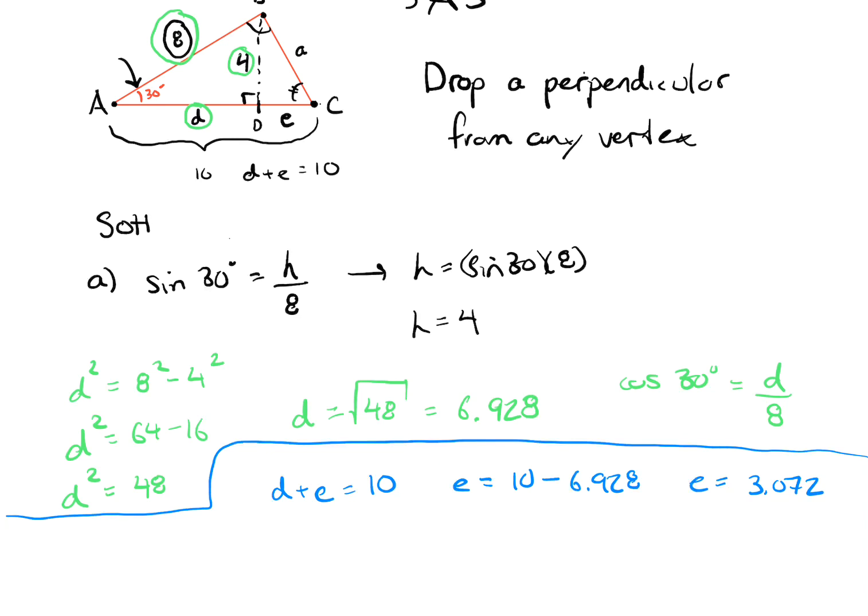If you look at it in blue, you now know this and you know this. So you can solve for A using the Pythagorean Theorem because A squared is equal to H squared plus E squared. So A squared equals 16 plus 3.072 squared. 16 was from the 4 squared. I just knew that one. So A squared is the sum of those.